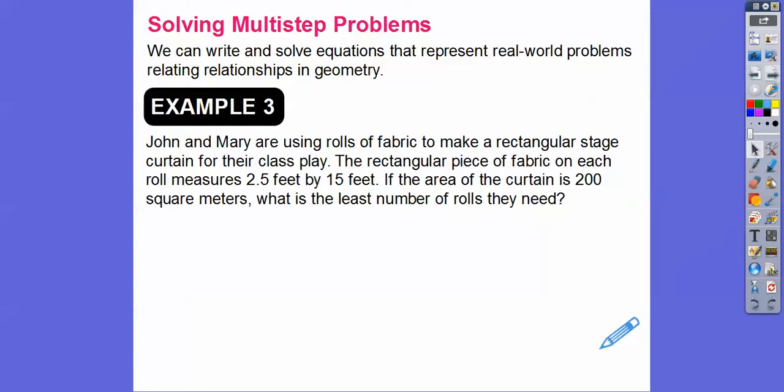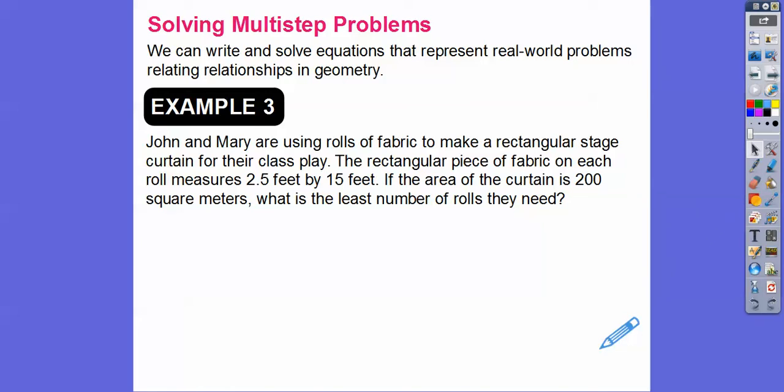So John and Mary are using rolls of fabric to make a rectangular stage curtain for their class. Rectangular means base times height when we're talking about area. The rectangular piece of fabric on each roll measures 2.5 times 15, so the area is going to be 2.5 times 15. If the area of the whole curtain is 200 square meters, what's the least number of rolls that they need?